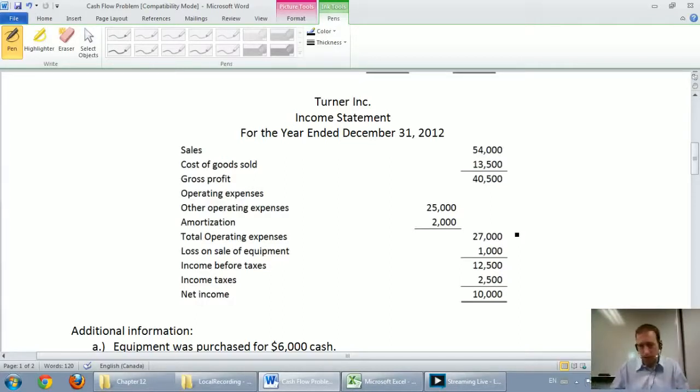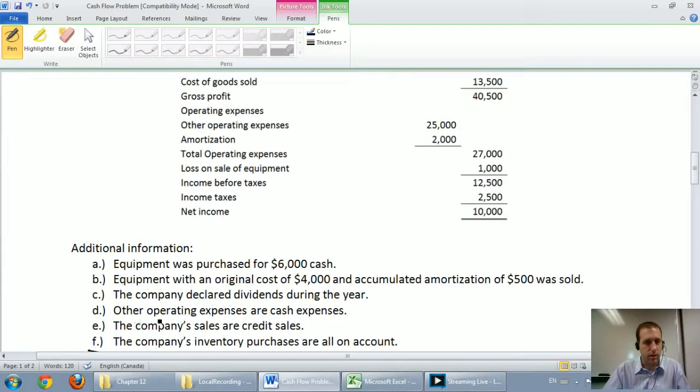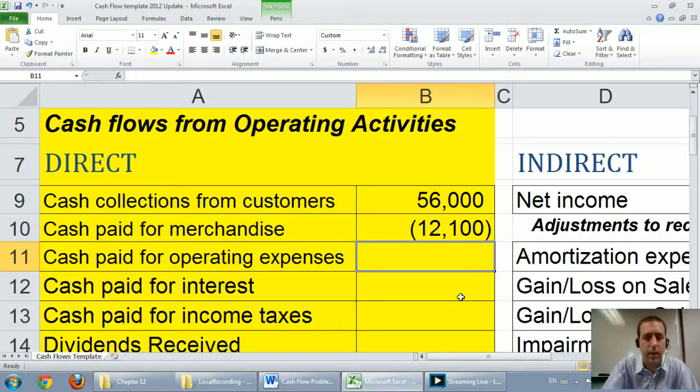If my car deteriorates in value and depreciates in value for a year, and I have $1,000 of amortization on my car, I don't run out to my car and tape $1,000 of cash to the side of it saying, oh, this is a cash expense. No, I just go debit amortization expense, credit accumulated amortization. Cash is not involved with the amortization expense. So when I think about my cash paid for expenses, I always exclude amortization. Now there is a note about this. It says other operating expenses are cash expenses. So not amortization, but other, these 25,000 are our cash expenses. So I'm going to fill that in. I spent 25,000 on operating expenses.